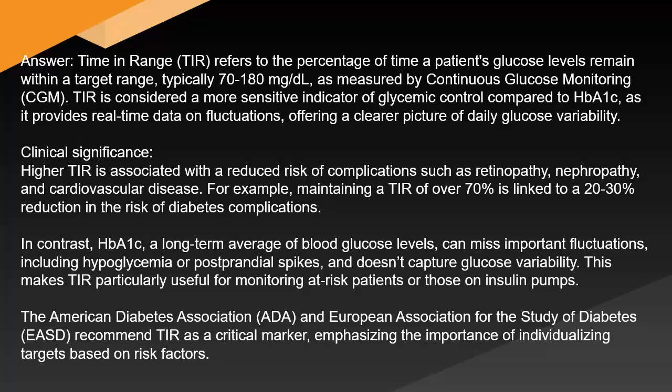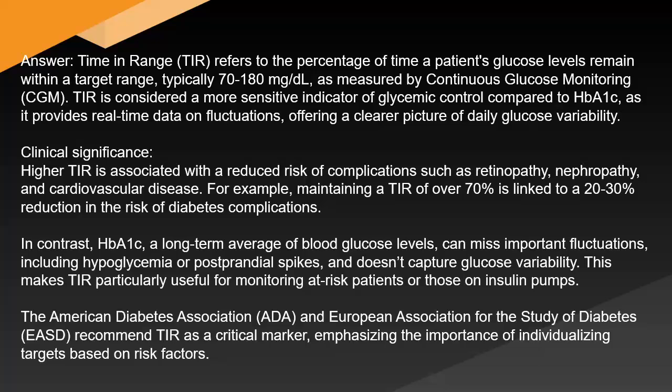In contrast, HbA1c, a long-term average of blood glucose levels, can miss important fluctuations, including hypoglycemia or postprandial spikes, and doesn't capture glucose variability. This makes TIR particularly useful for monitoring at-risk patients or those on insulin pumps.